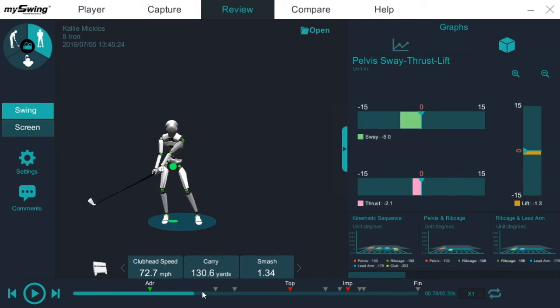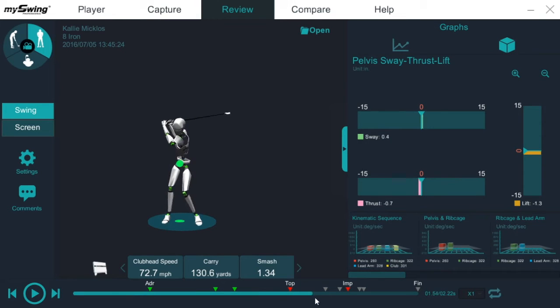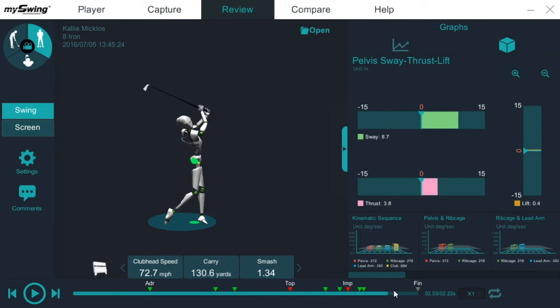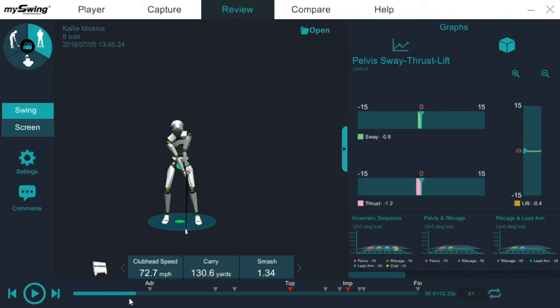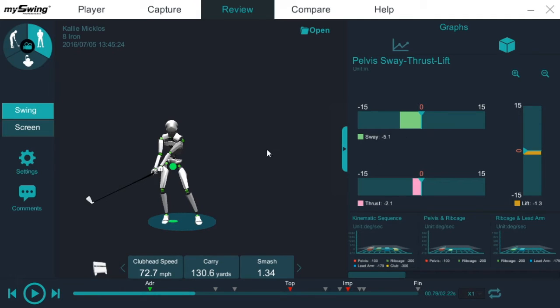So we'll go ahead and play Callie's swing. As you can see, she's got a pretty good swing, but we're going to find out she has a lot of lateral movement. So we're going to scroll back. Again, negative number is away from the target. So as you can see already, she's slid the center of her pelvis over 5 inches away from the target in just the takeaway.